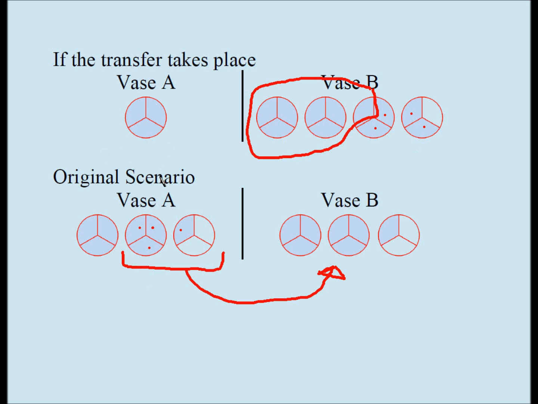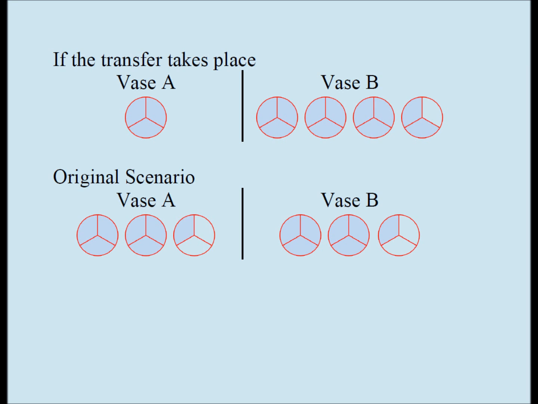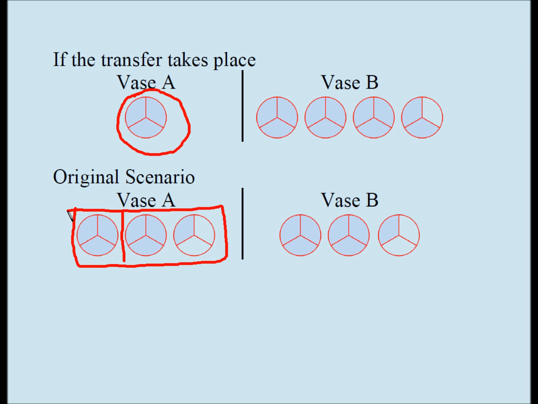Or another way to look at it, after the transfer, let's erase this. Actually, that'll be convenient. Okay, after the transfer, she had this many flowers in vase A. And before the transfer, she had this many flowers in vase A. She must have transferred this many flowers. That's another way to look at it. Alright. We're going to erase everything.